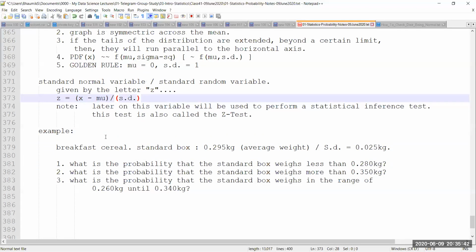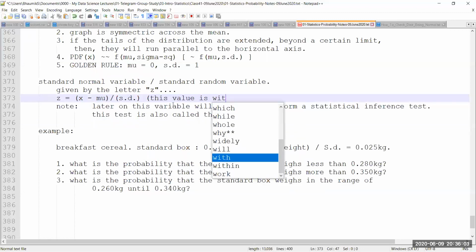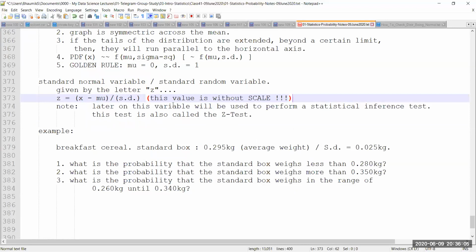That kg and this kg are going to cancel themselves out, because the scale on the numerator is going to be cancelled out by the scale in the denominator, which are both the same in this case, because we are using values which are relevant to that scale only. Hence, the value that we get for Z is scaleless. So this value is without scale. It does not contain the original scale of the data. In this case, we have the data in the kg scale. The Z value is not going to be of any scale.